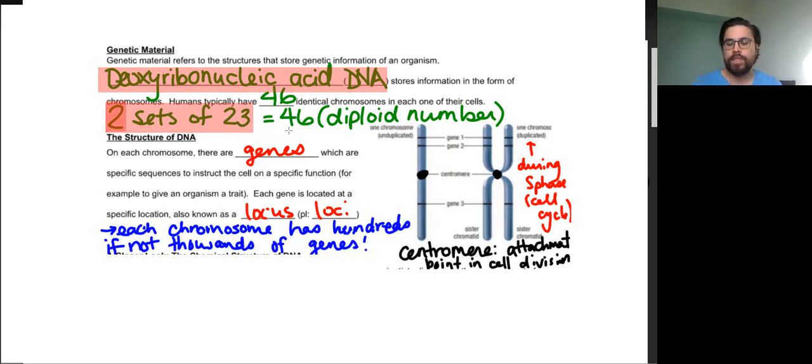I'm going to spend more time talking about what that means as we move through meiosis in our next couple of lessons, as well as mitosis. But the general idea here is that you get one set from each parent, right? One set from each parent. So two sets of 23, 46 total. 46 is our diploid number.